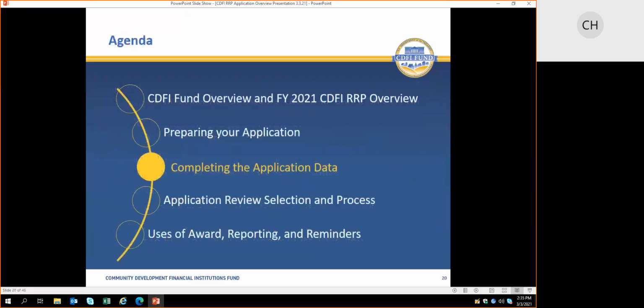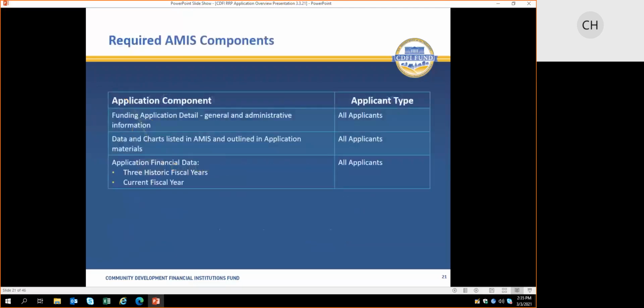With that, I will turn it over to my colleague Janet for the next section. Thanks, Elizabeth. So in this section, I will provide a high-level overview of the application components and the required attachments. The application guidance that's posted on our website goes into detail of exactly what information to include. So this table here shows the 3 main categories required to be completed by all applicants in order to submit an RRP application. This will look very familiar to those who have already participated in previous CDFI funding rounds.